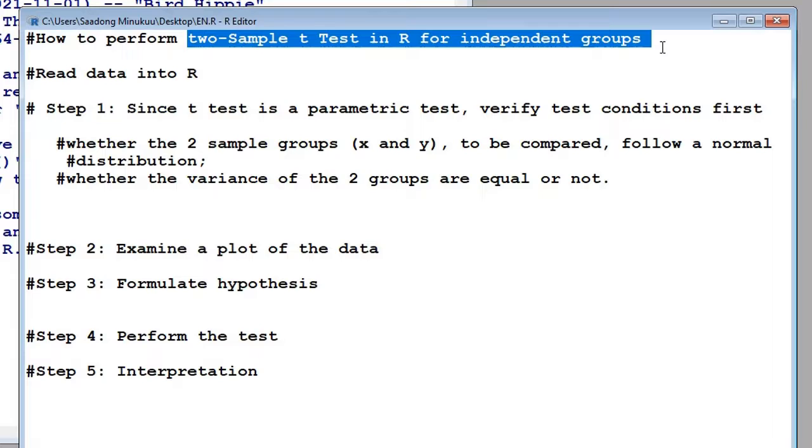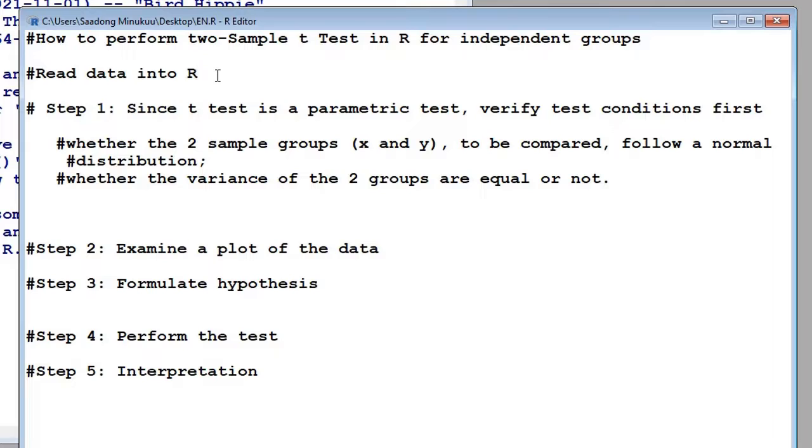Alright, so without much ado, we're gonna start our test, and we'll start by reading our data into R. Then we're going to follow these particular steps in performing our t-test. The first step has to do with verifying whether the conditions of the test are met, because the t-test is a parametric test. A parametric test is simply a test that is based on certain assumptions.